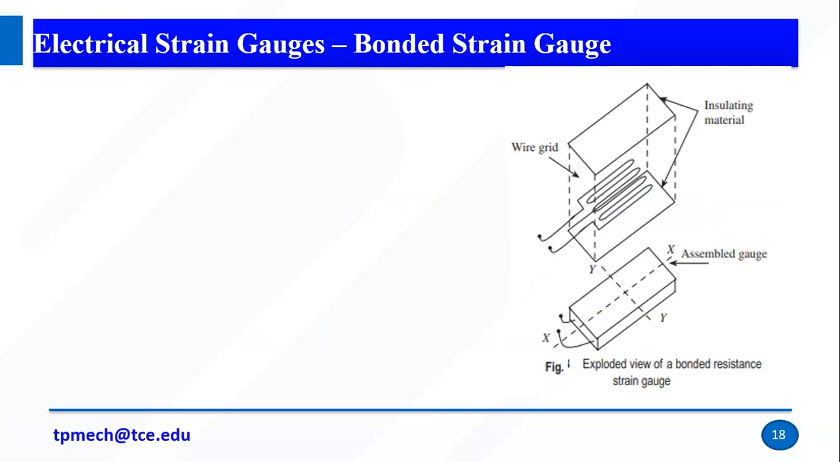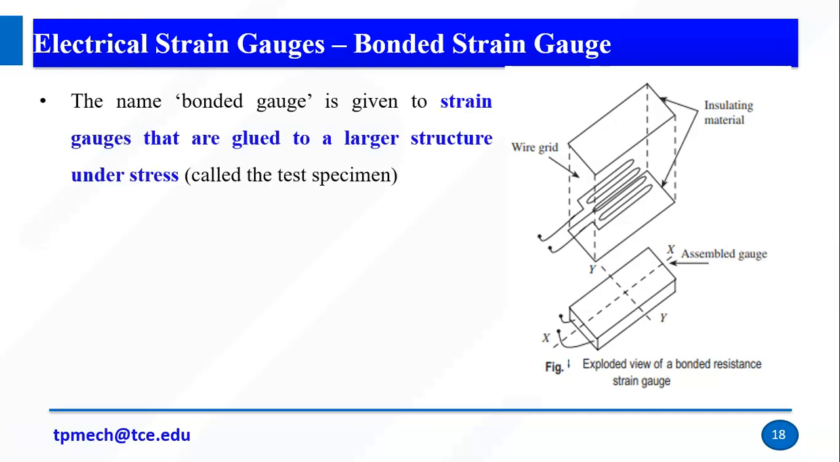Right. Okay. So the bonded strain gauge, the name says that bonding means both the sides are insulated by insulating material, or the grids are insulated by insulating material. The name bonded gauge is given to the strain gauges that are glued to the largest under stress, called the test specimen.